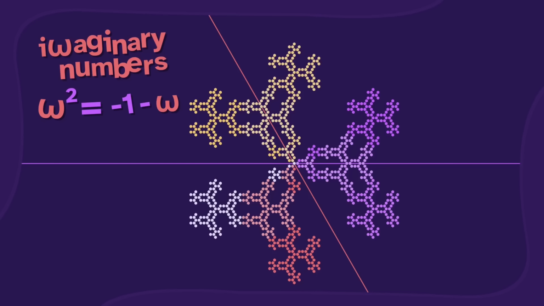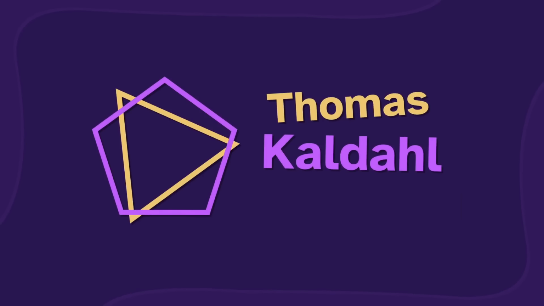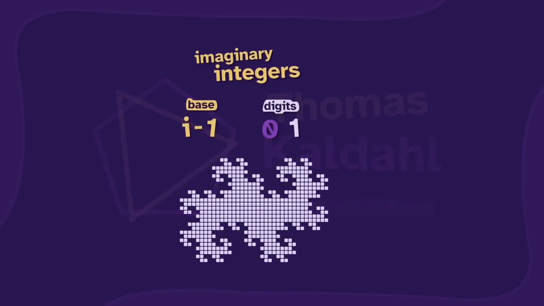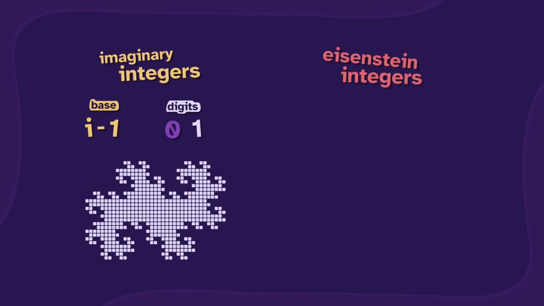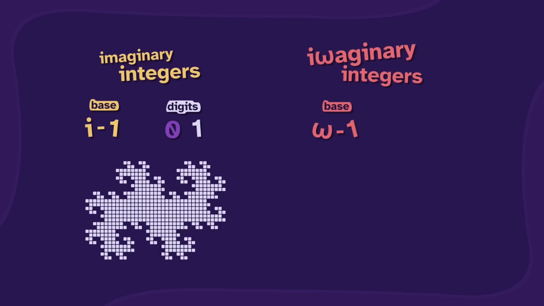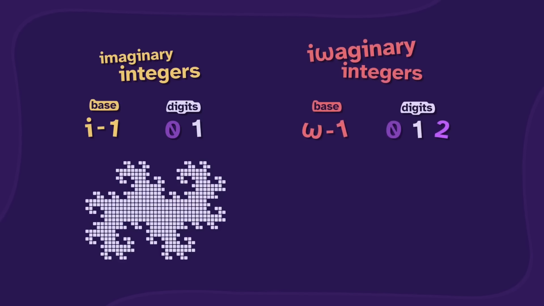Wait, before we go any further, I'd like to introduce the person who began these explorations, Thomas Kaldahl. Hello. Could you talk us through how you got started with these patterns? Yeah, so I saw how well base i minus 1 works for the imaginary numbers, so I wanted to see if I could get something working for the Eisenstein integers. Imaginary. Right. So I found this pattern using base omega minus 1, and the digits 0, 1, and 2. What? I heard you. I was just being a hype man. Hype man? Like in a rap song?